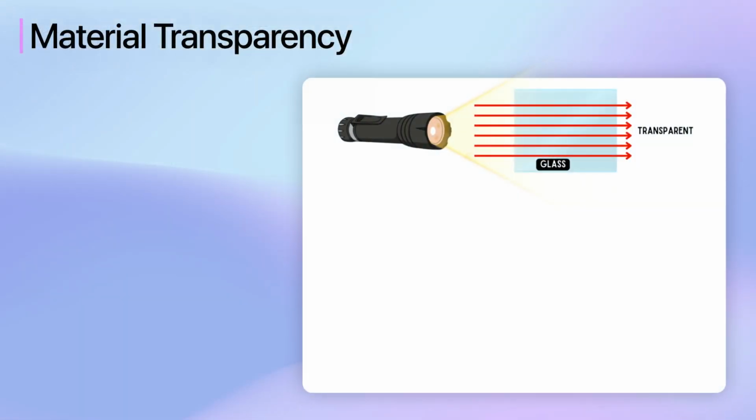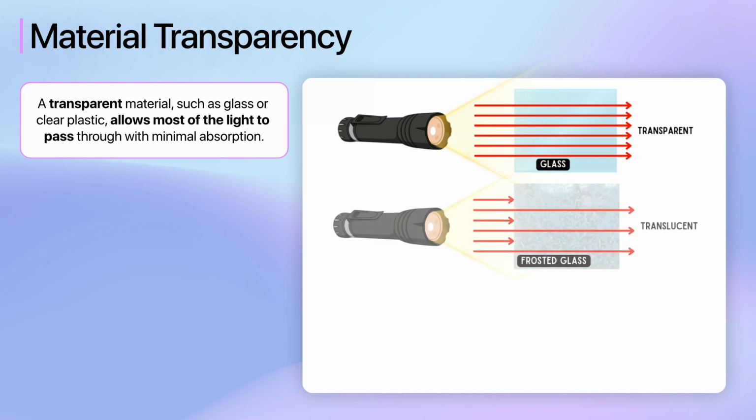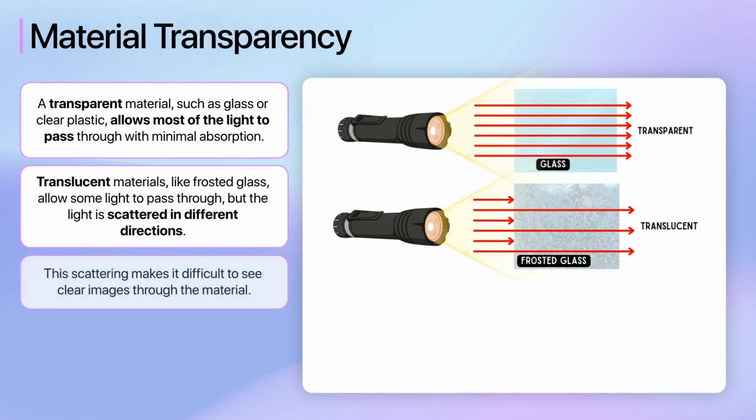In the case of light, the amount that is transmitted through a material depends on the material's transparency. A transparent material, such as glass or clear plastic, allows most of the light to pass through with minimal absorption. In contrast, translucent materials, like frosted glass, allow some light to pass through, but the light is scattered in different directions. This scattering makes it difficult to see clear images through the material.